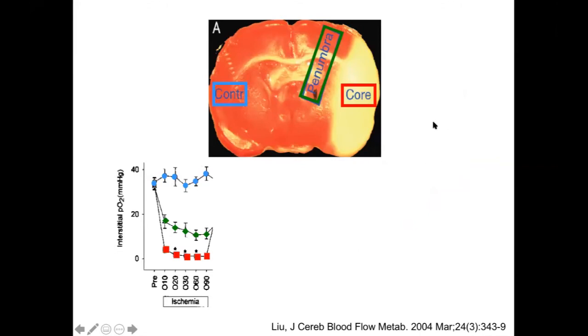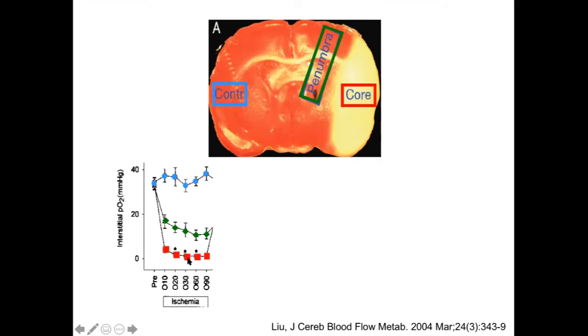And this is another experimental, very elegant work, coronal section of a rat brain, a model of middle cerebral artery occlusion. This is the contralateral hemisphere, blue, perfect PbTO2. This is the penumbra, so the tissue that we would like to save, and it's green, 20, right below 20. So this makes sense. There is hypoxia. And this is the dead part of the brain in this model of stroke with very, very low PbTO2.